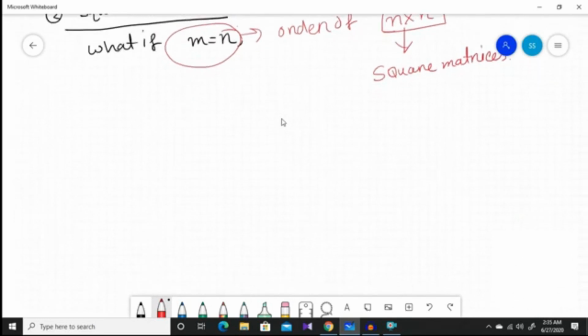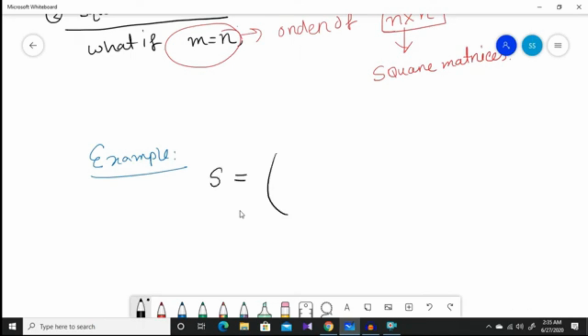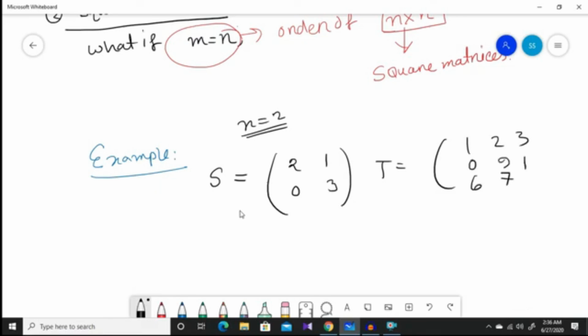Again, let's take a look at an example. Let's call this square matrix S, and let's say we want n equals 2. That is a 2 cross 2 matrix. So you can have 2, 1, 0, 3. This is a square matrix. Again, you can have a 3 by 3 square matrix, writing as this: 1, 2, 3, 0, 9, 1, 6, 7, 8. This is also a square matrix.